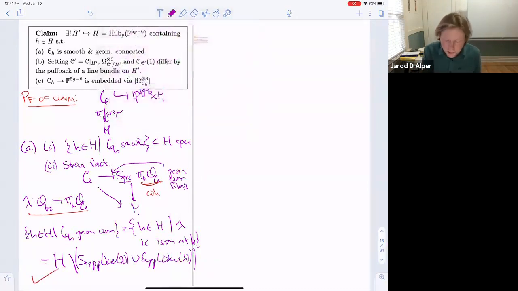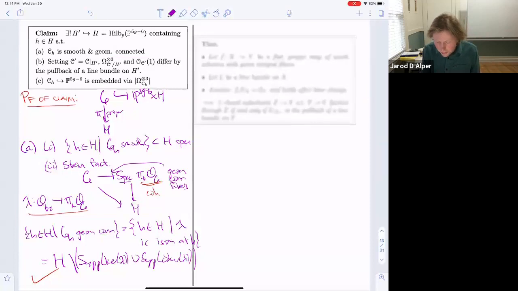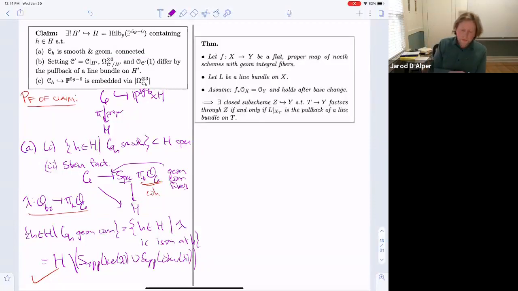So we can assume now that the fibers are smooth and geometrically connected. The second fact, B, is the tricky one, and here we need to use something. So here's the result we need. First let me state the hypothesis. We have a morphism X to Y with some conditions, and a line bundle L over X. The conclusion of this theorem basically says that the locus in Y where the fiber of L is trivial is a closed locus.